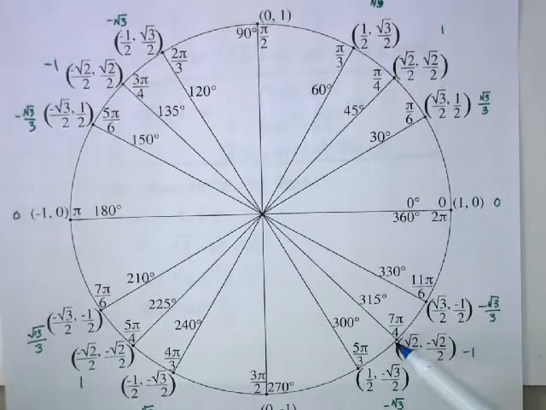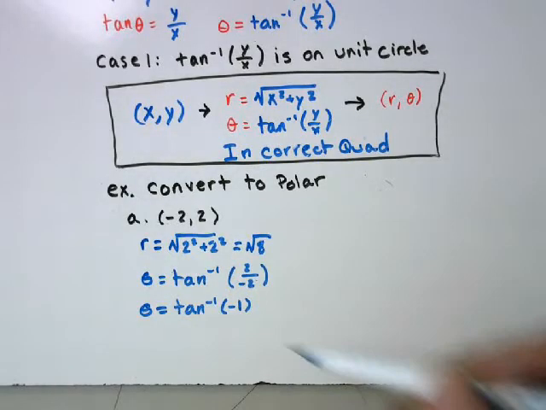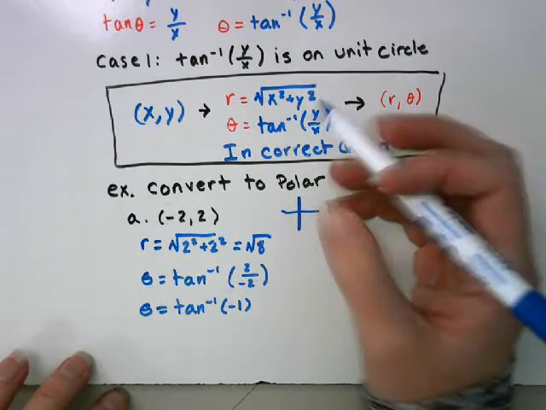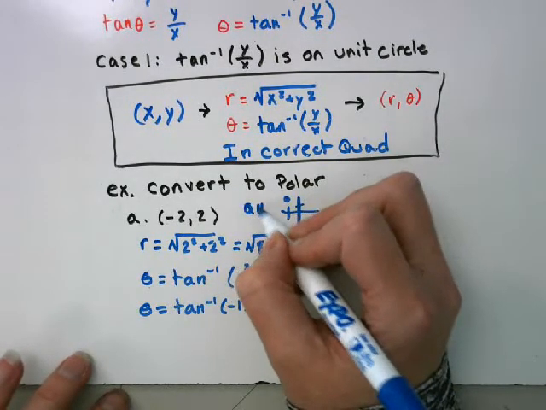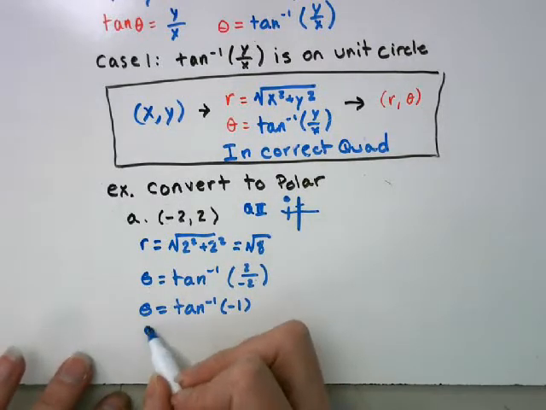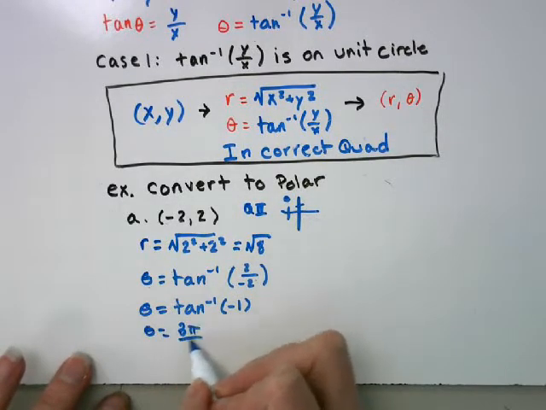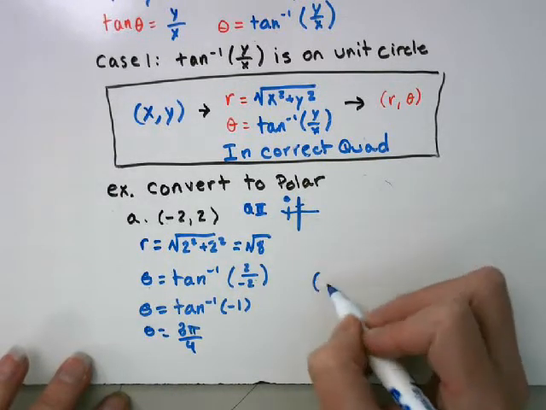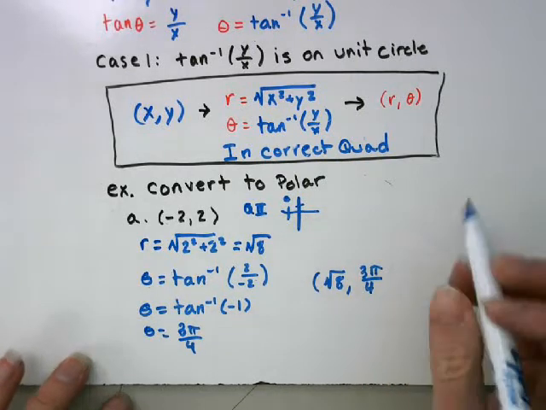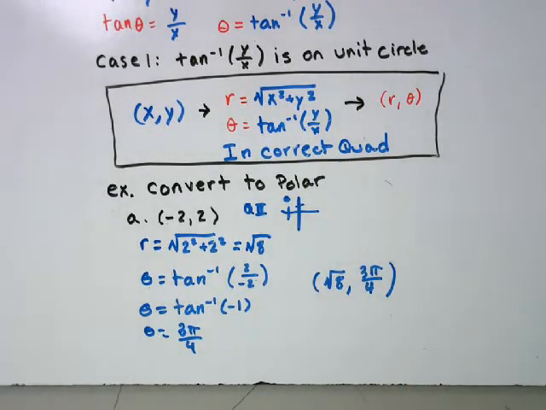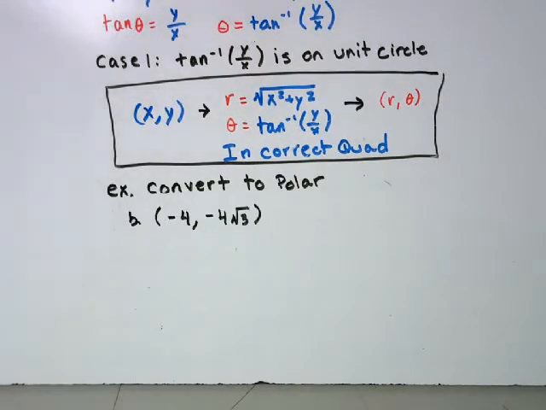Well, is it going to be 7 pi over 4 or 3 pi over 4? If we were to graph this point, negative 2, 2, we're in the second quadrant. So my theta is going to be 3 pi over 4 to match that. So this is the point, root 8, 3 pi over 4, or if you wanted, you could do 135. Alright, so I want you guys to try negative 4 and negative 4 root 3, converting that to polar.